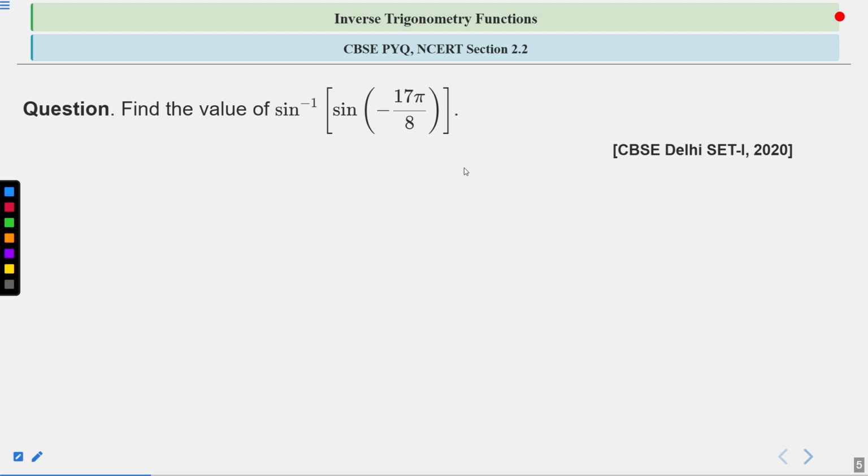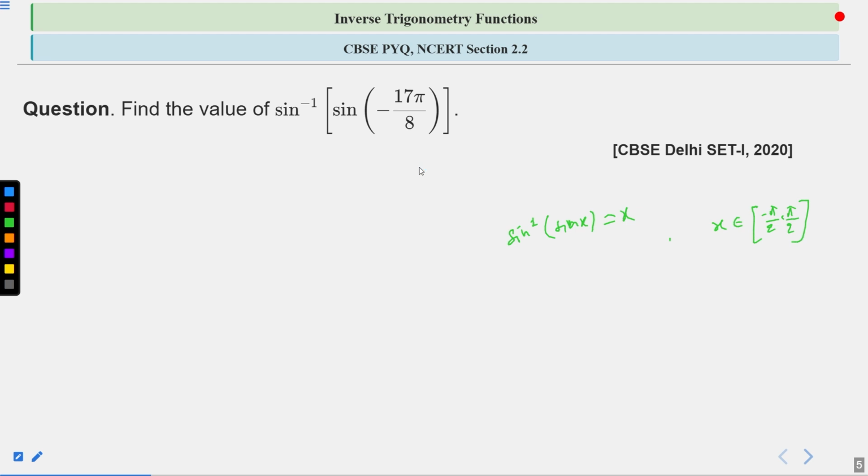See, the hint of this question is, we know that the value of sine inverse sine x is basically x when x belongs to minus pi by 2 to pi by 2, right? But here we can observe that minus 17 pi by 8 does not lie between minus pi by 2 to pi by 2, right?